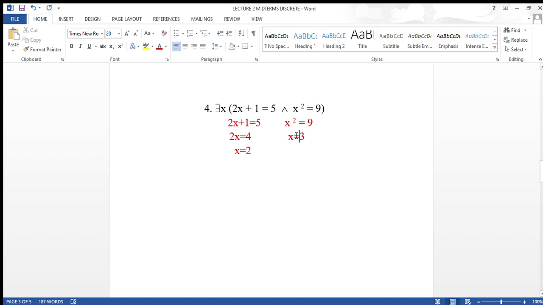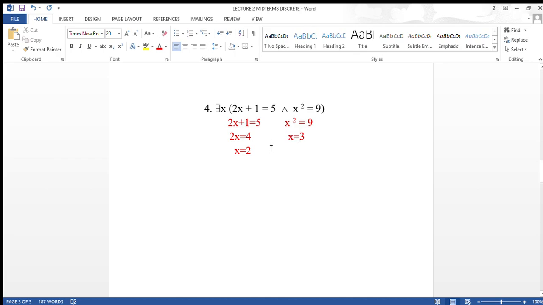So if you look at this, in the first part of the proposition, a possible value of x that will satisfy this proposition is 2. While on the second part of the proposition, a value of x that will satisfy this proposition is x equal to 3. And our connective here is and. So that should mean now that for these two propositions to be satisfied, the first proposition, x is 2, x is 3.